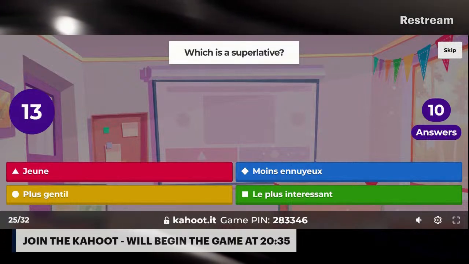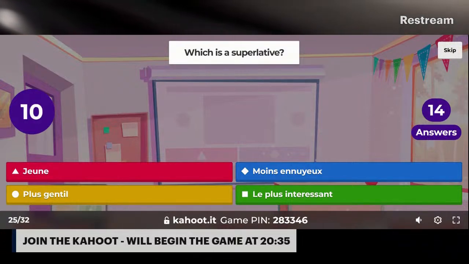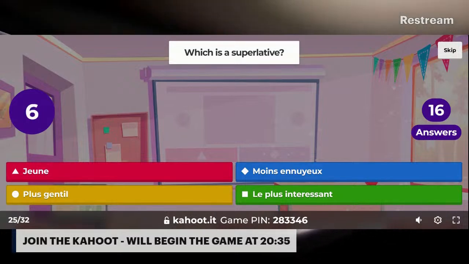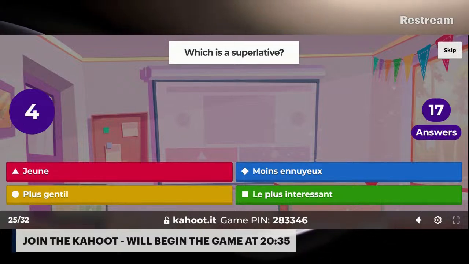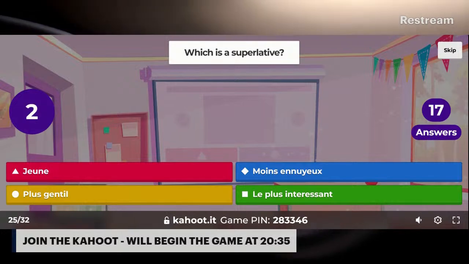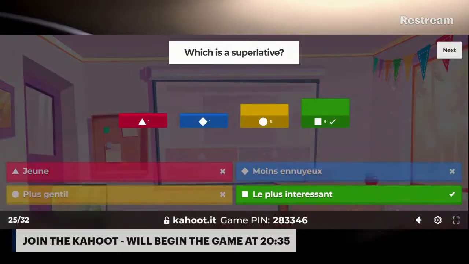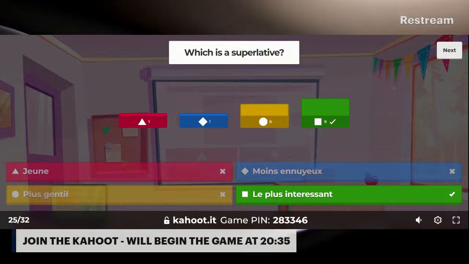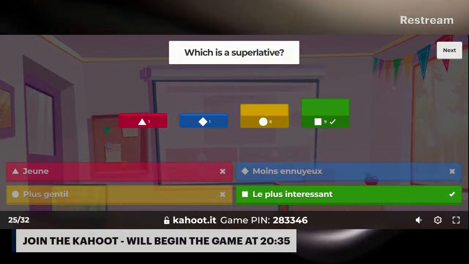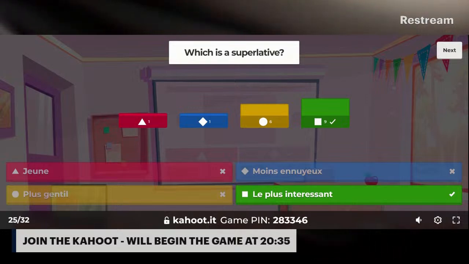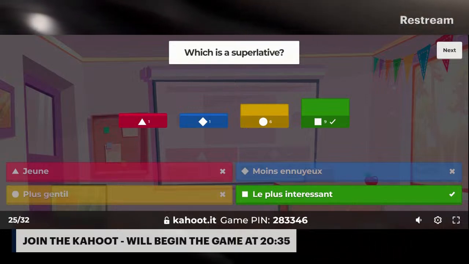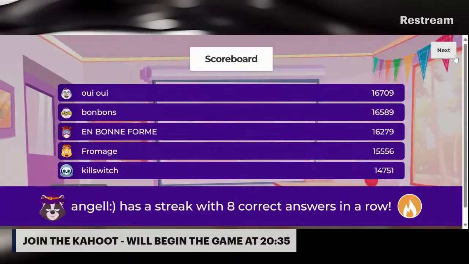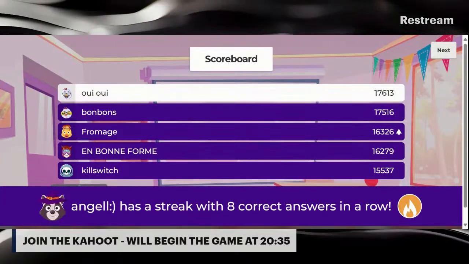Which is a superlative? Jeune, plus gentil, moins ennuyant, or le plus intéressant? We spoke a lot about this in our live. So the answer is green, because superlative is effectively the most or the best, whereas comparatives are more or less. So yellow and blue were comparatives, and red was just an adjective. So well done for those who got it.